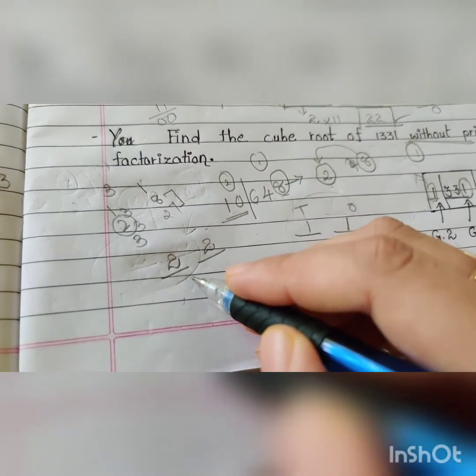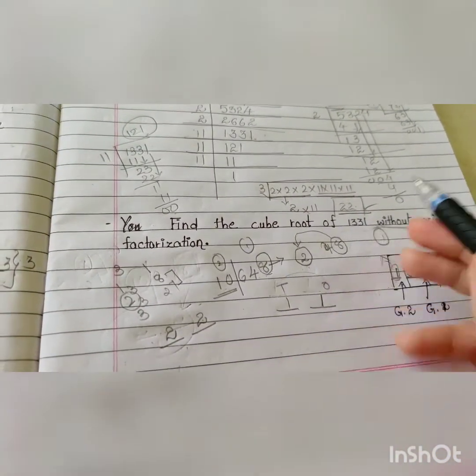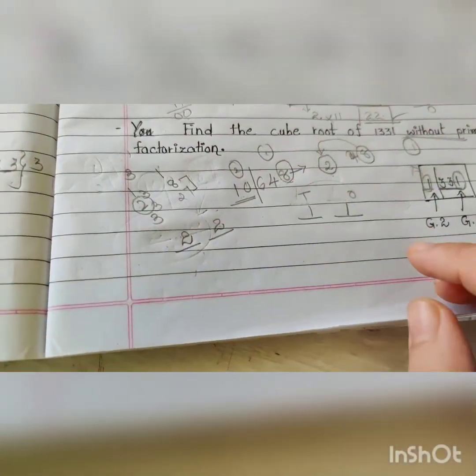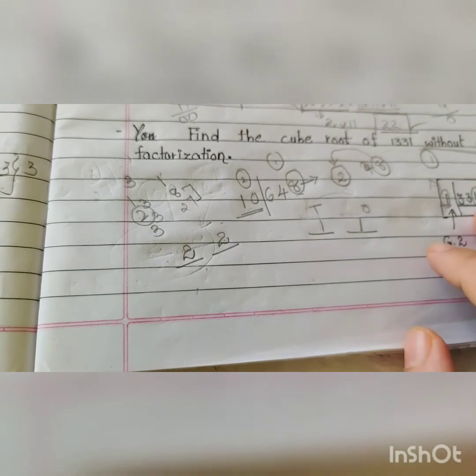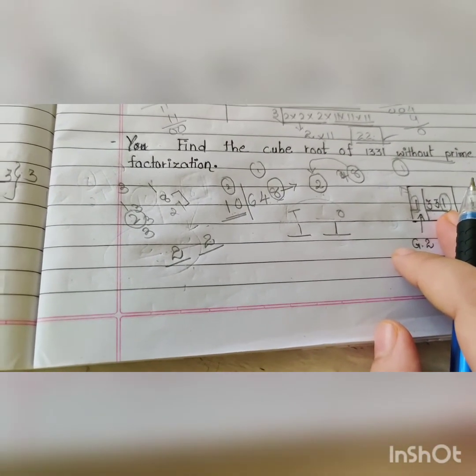Is it the correct answer? Let's check. Yes, this is the correct answer. So in this way you can find the perfect cube without factorization also. Understood all the steps? Okay.